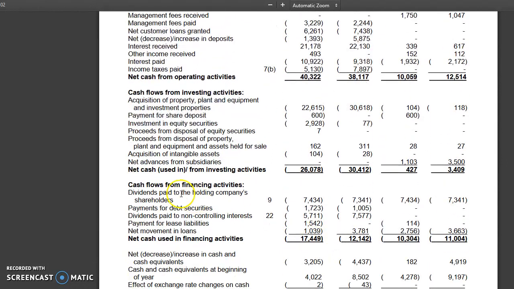Okay, financing activities, you can see the cash movements in terms of financing activities. The company is paying out dividends, that's 7 million. It has debt security payments as well, dividends paid to non-controlling interests for the group, and payments for lease liabilities. Okay? And for financing activities, they've actually had a cash outflow of 17 million for the group and the company of 10 million.